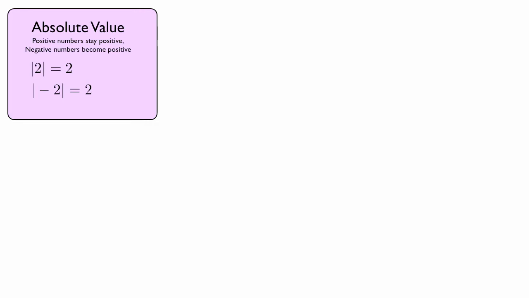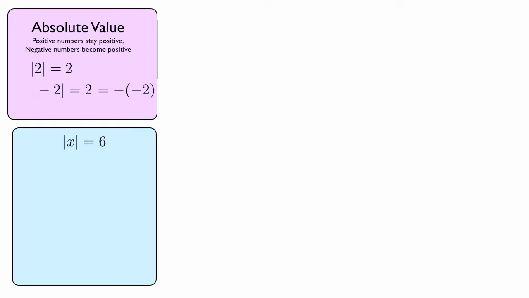positive 2. And I just want to make a note that if the thing inside the absolute value is negative, then it can be expressed as the negative of the negative. In other words, we multiply a negative number by negative 1 to get it back to becoming a positive number. That idea will be key in a lot of the examples we do today. So here's a first example.